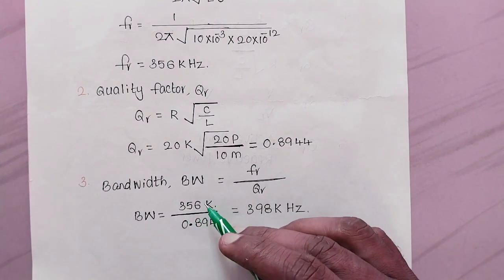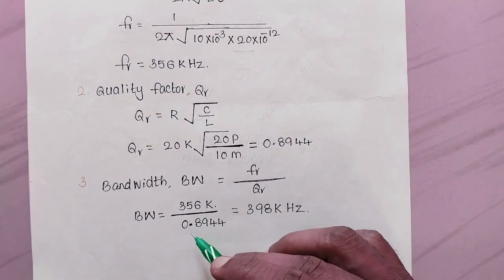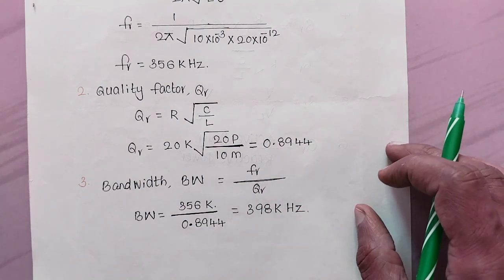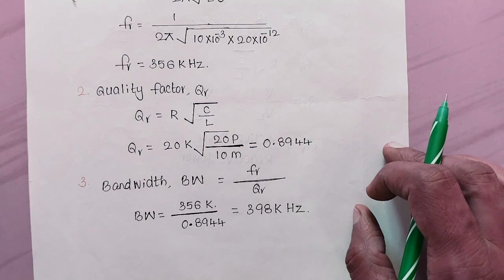Bandwidth equal to 356 kilo by 0.8944, which is equal to 398 kilohertz. So that is the bandwidth.